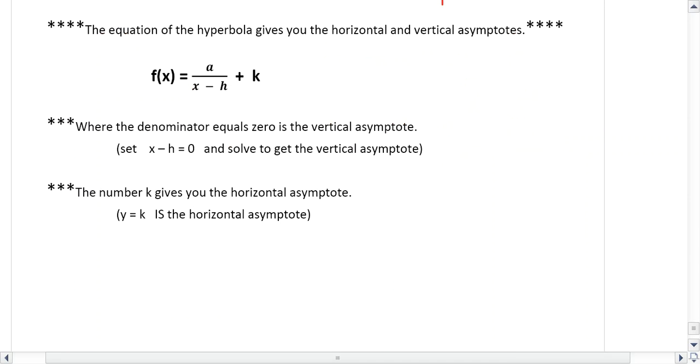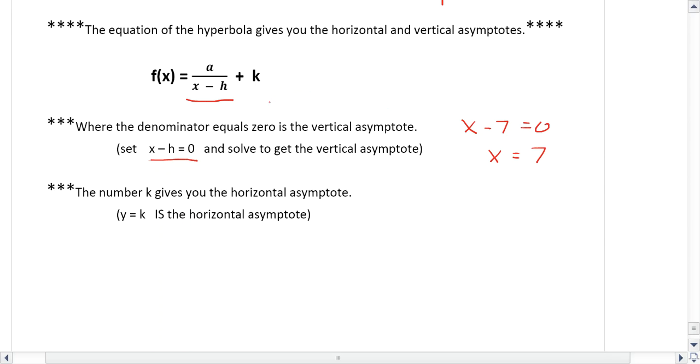So fortunately, we can get both vertical and horizontal asymptotes out of the equation when it's given to us in this form. So this is really nice. In the next section, it won't be given to us in this format, so let's just enjoy this type when they make it easy for us. The denominator, wherever this denominator is 0, is a vertical asymptote. So you just, like what it says here in the parentheses, set x minus h equals 0 and solve it. So that could be like if the denominator is x minus 7, set that equal to 0, and you have a vertical asymptote at x equals 7.